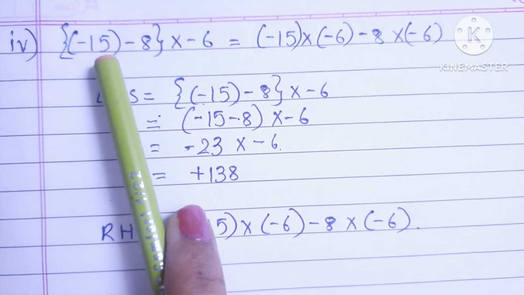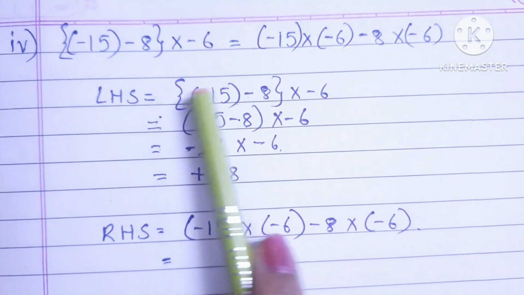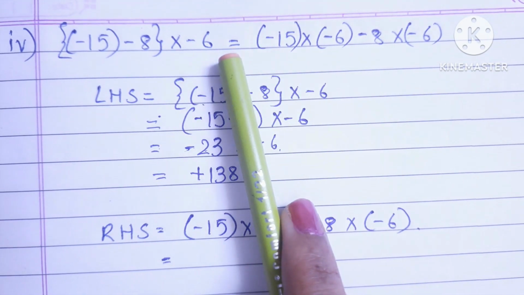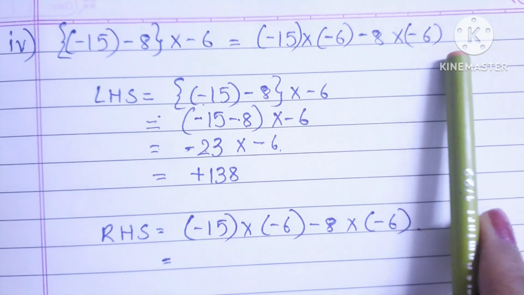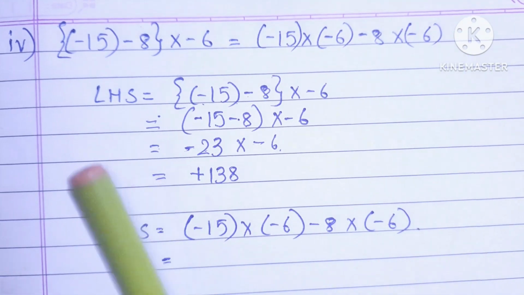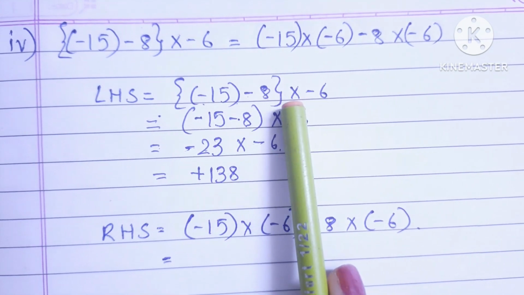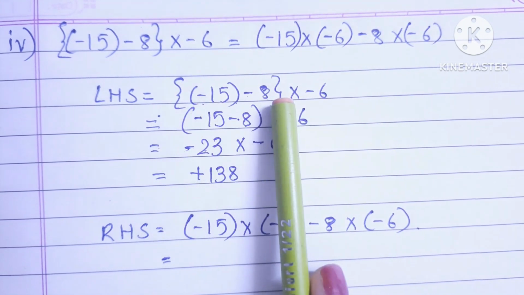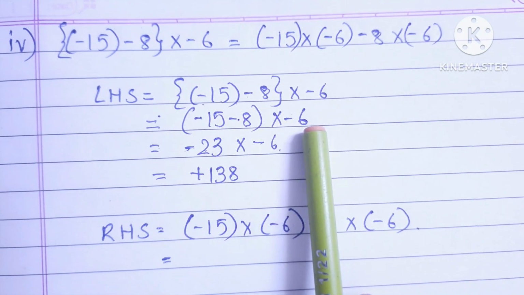Minus 15 minus 8 in the brackets multiplied by minus 6. This forms my left hand side, is equal to minus 15 multiplied by minus 6 minus 8 multiplied by minus 6. So the left hand side is minus 15 minus 8 multiplied by minus 6. I will solve the bracket first.